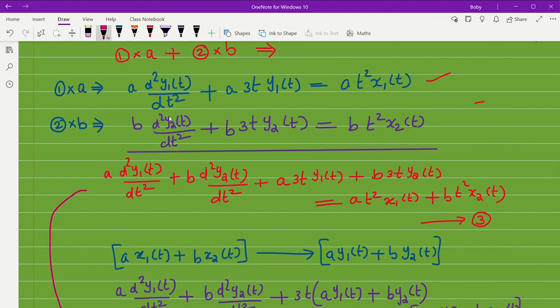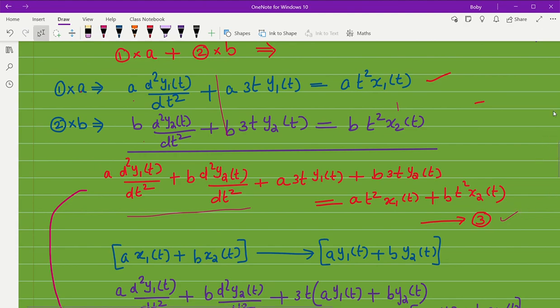The first term of this and the first term of this. So a d square y1 of t divided by dt square plus b d square y2 of t divided by dt square. Okay. Plus add these two terms: a 3t y1 of t plus b 3t y2 of t is equal to the right hand side terms a t square x1 of t plus b t square x2 of t. This is what has come as our equation number 3.